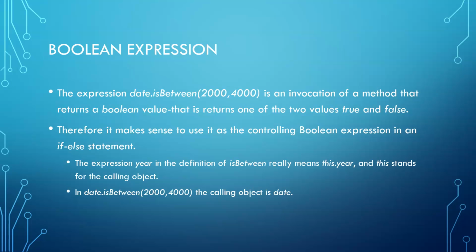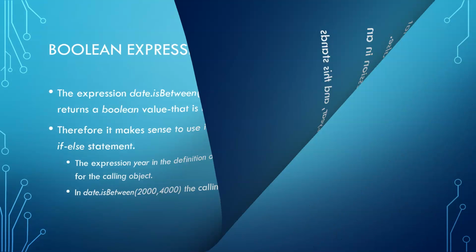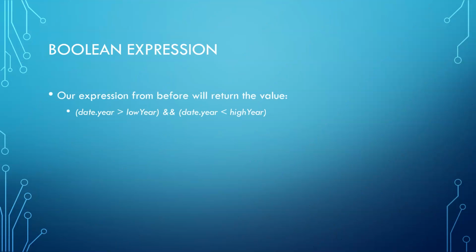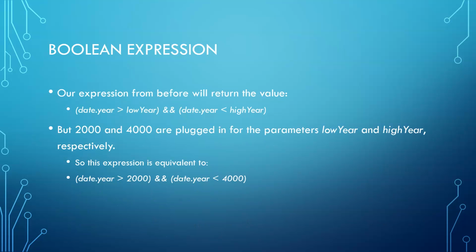The expression year in the definition of isBetween is really this.year, and this stands for the calling object. The date in date.isBetween(2000, 4000), the calling object, of course, is date. Now, our expression from before will return the value date.year is greater than lowYear and date.year is less than highYear, but 2000 and 4000 are plugged in for the parameters lowYear and highYear, respectively.